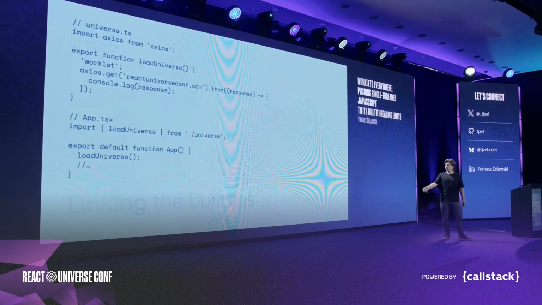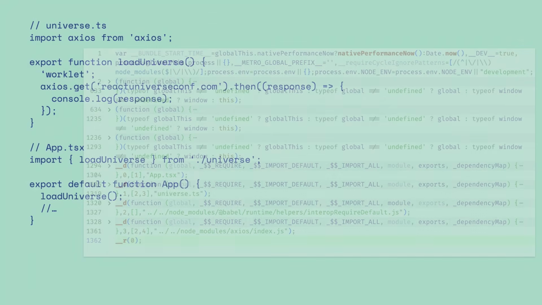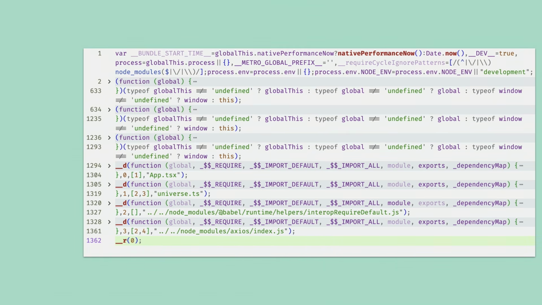And going back to our original files, if we look at what kind of bundle it produces, we can see something like this. And usually the bundle is hundreds of thousands of lines long. I made it pretty short, only 1,300. So this is a simplified version, which consists of some initialization, which is not important for us. But what is important for us are those __d and __r calls in the second part. What are these?